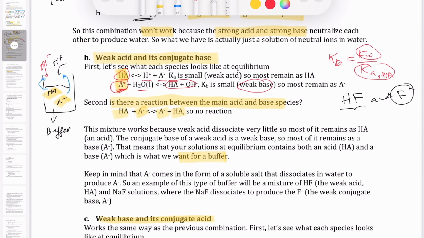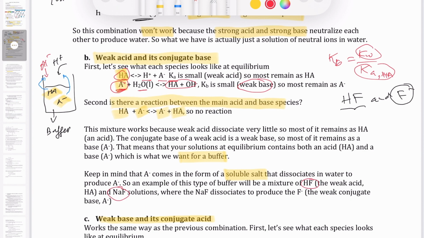They always exist as a compound. So if you want to make somewhat equal quantities of HF and F minus, the F minus has to come from another source, and that source has to be some type of a soluble salt that will dissociate to release that F minus or any conjugate base into the solution. So for example, a buffer you can make would be a combination of HF and NaF, or sodium fluoride.